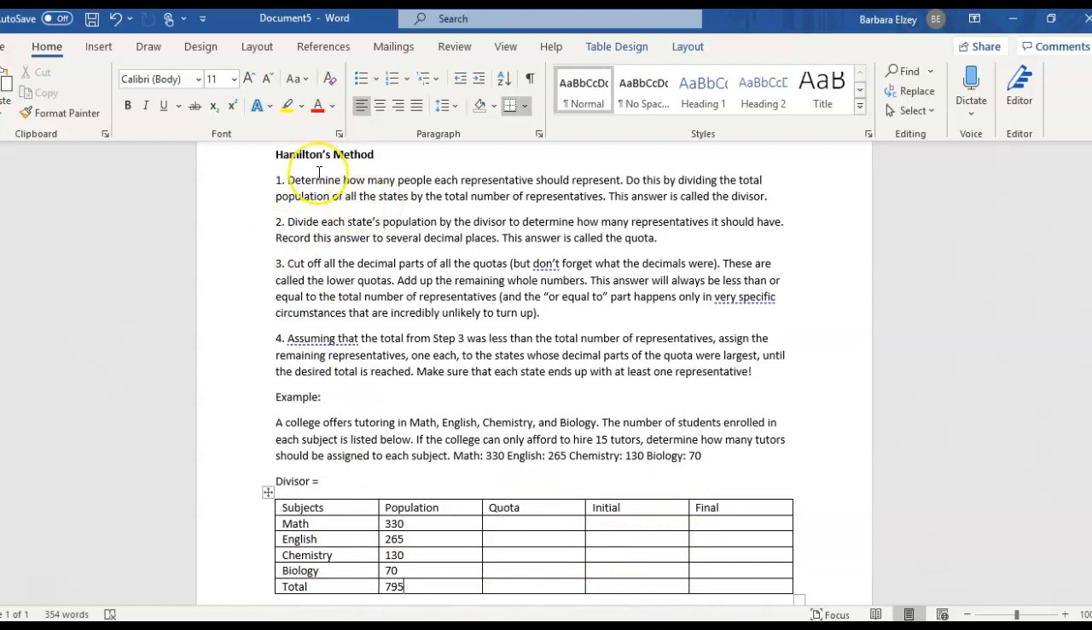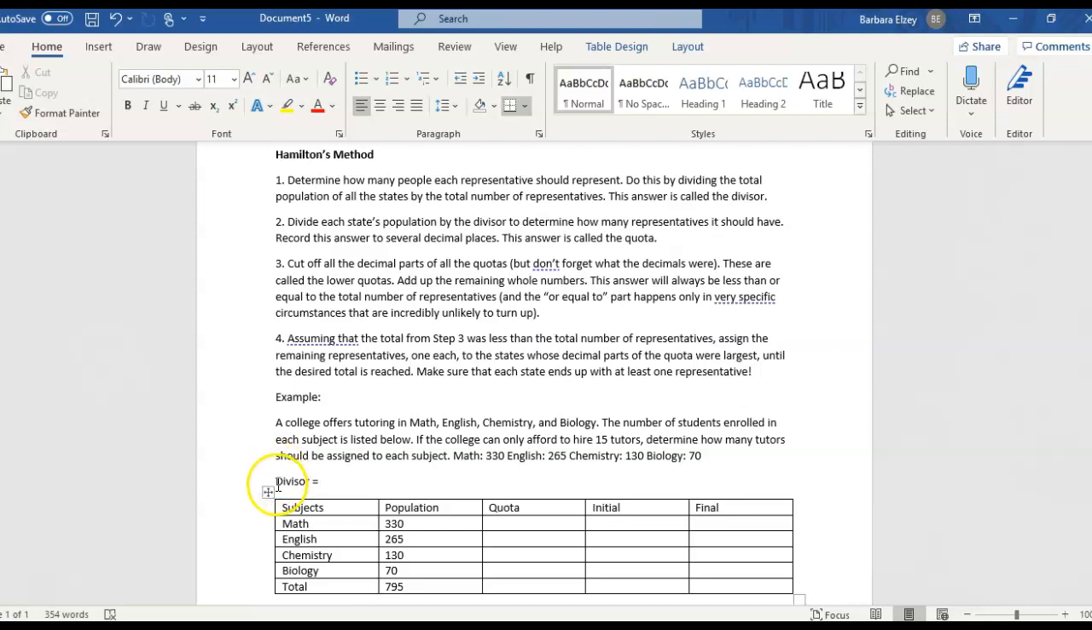Now, let's look at what step 1 of Hamilton's method is. We're going to determine how many people each representative should represent. We do this by dividing the total population of all the states, in this case our states are subjects, by the total number of representatives. And our representatives in this case are tutors. The answer is called the divisor.